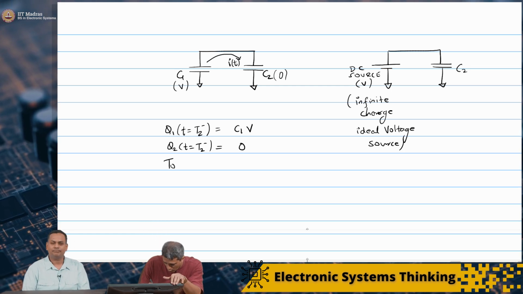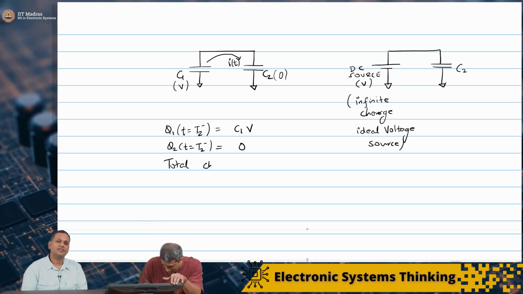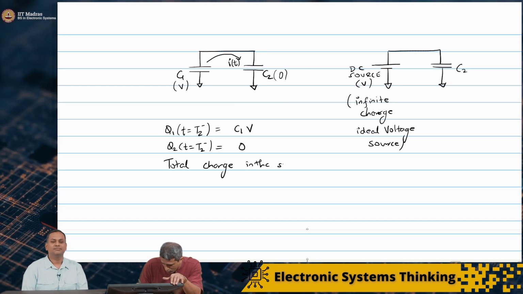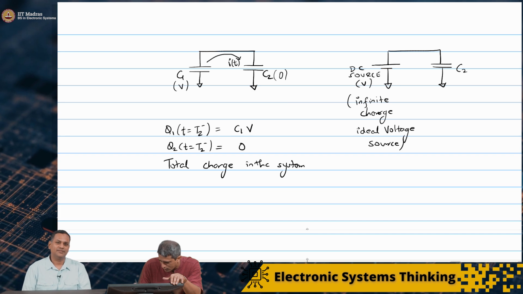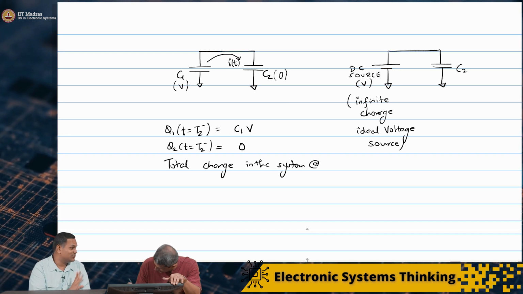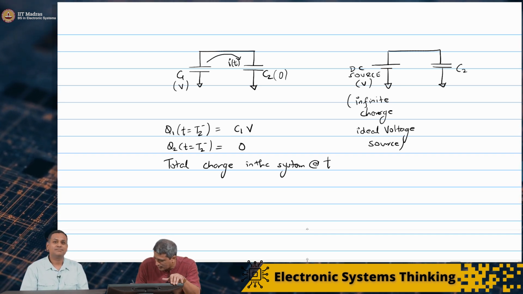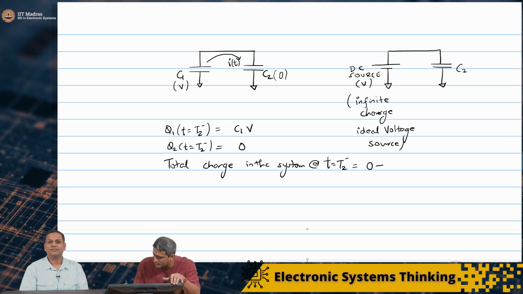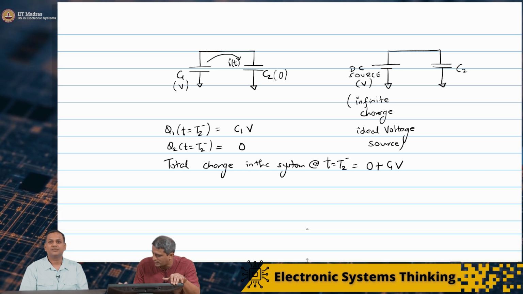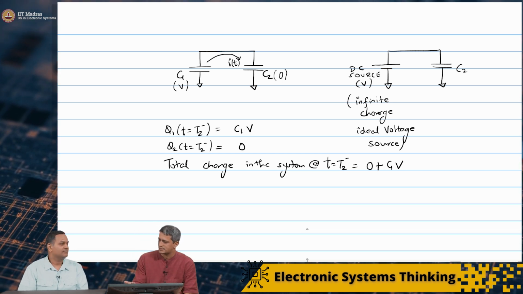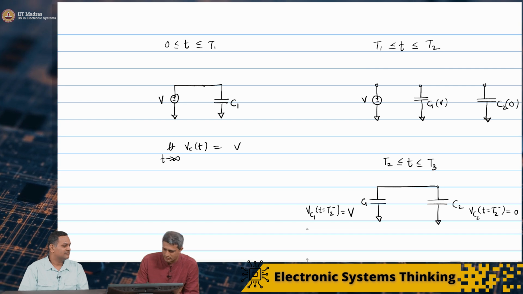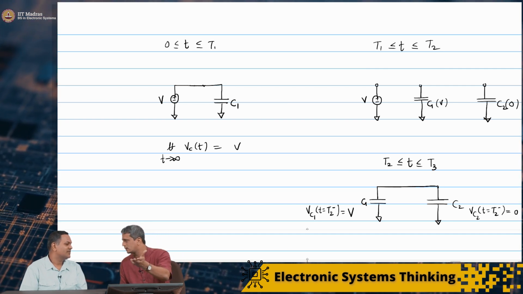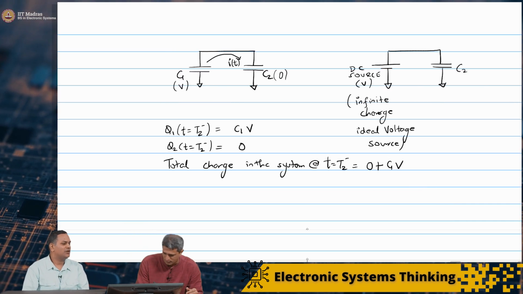So the total charge in the system, right? Because there's nothing to give charge to these two capacitors from outside, at T equal to T2 minus is 0 plus C1V. Yes. Okay. So just a quick modification: if C2 were to be initially charged to something else, then you just modify the initial charge. Okay.